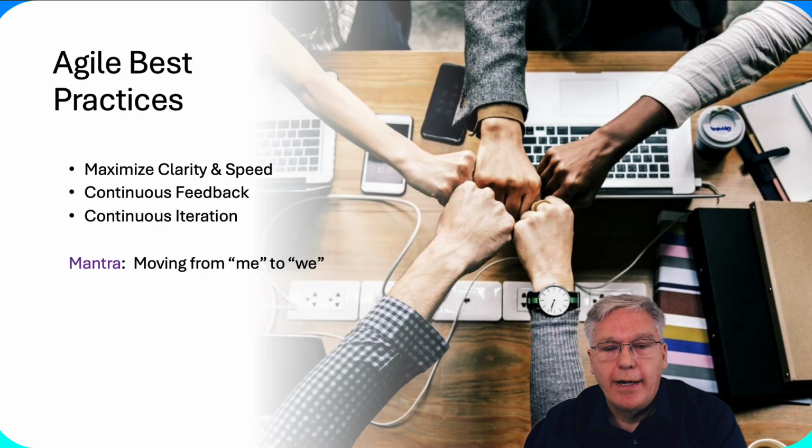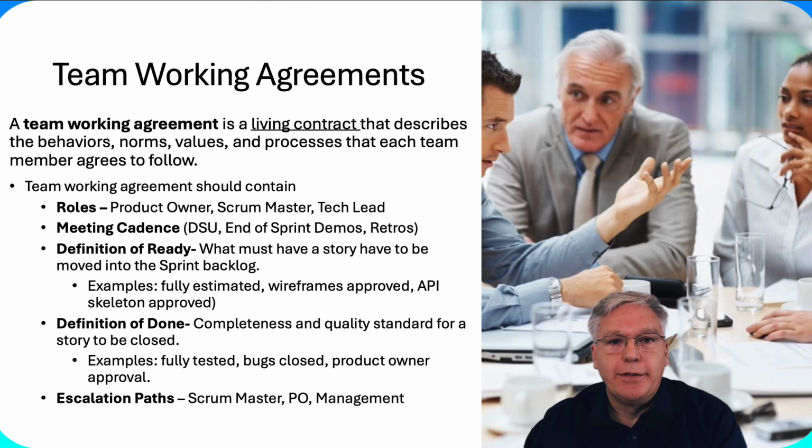Okay, so Agile best practices. Why has Agile been so widely adopted? We're trying to maximize clarity and speed within the team. We're trying to set up an environment of continuous feedback and continuous iteration. And again, to be successful in this, it really takes a culture shift of moving from a mentality of me, my work, what do I get done, to what we as a team are going to need to deliver. And that's why the focus has to be on the user story, because that is the representation of creating customer value.